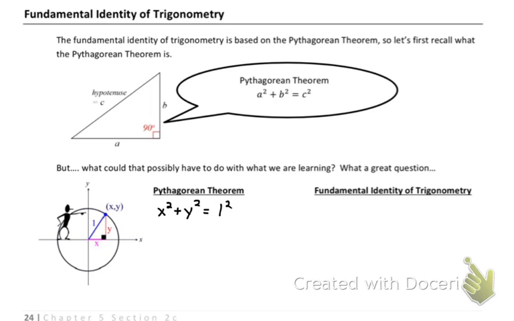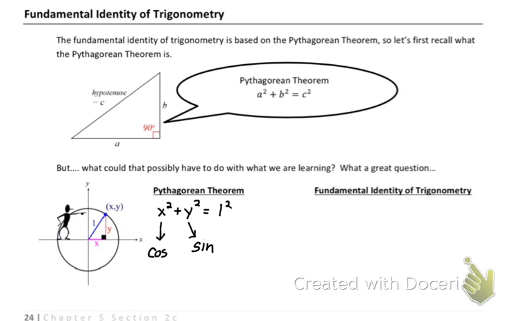Well, 1 squared is just 1. So it's just x squared plus y squared equals 1 every single time. Well, the cool thing is x stands for my cosine, and y is the exact same value as my sine value. So all the fundamental identity of trigonometry does is it replaces your sides with sine and cosine.